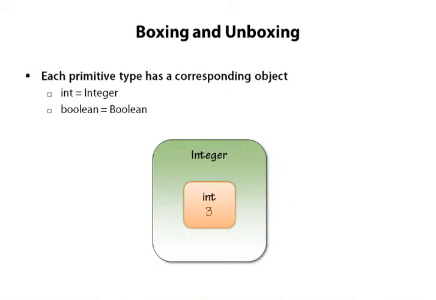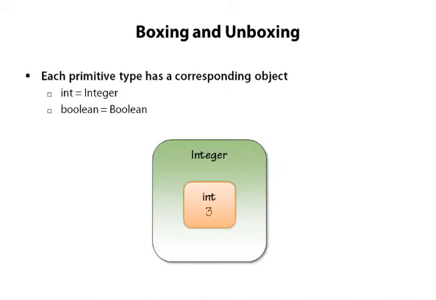It's an idea that really can make people a little bit scared because it seems complicated, but it's really not complicated. Here's the basic idea. We said that we have these primitive types, like an integer or a boolean. Well, each primitive type has a corresponding object. It has a type that is a non-primitive type that is the same thing. So the lowercase int has an integer class. The lowercase boolean has a boolean class.